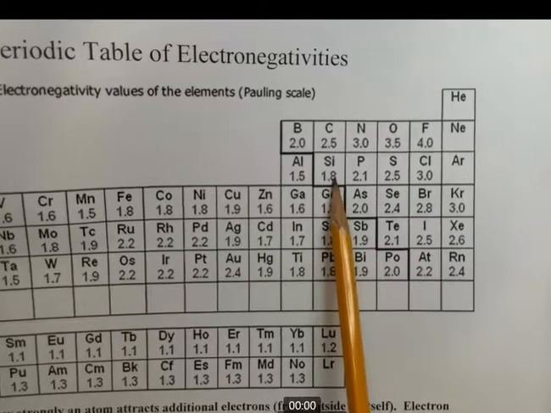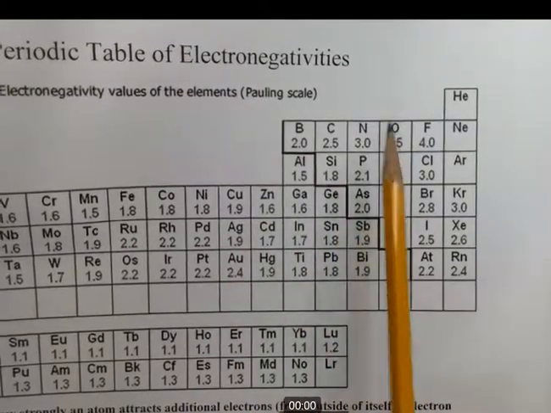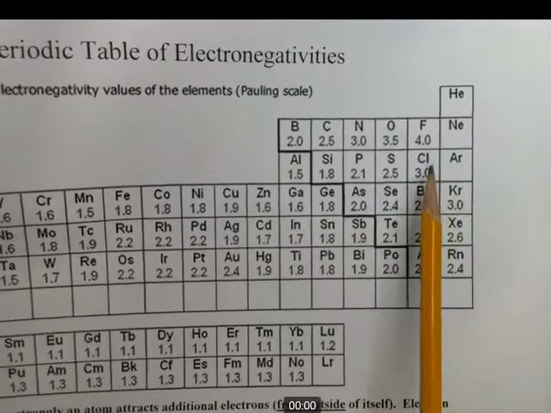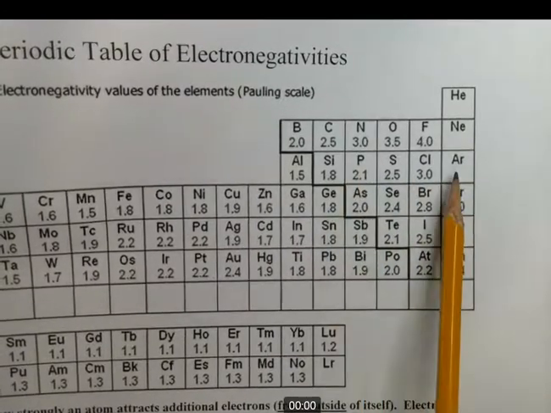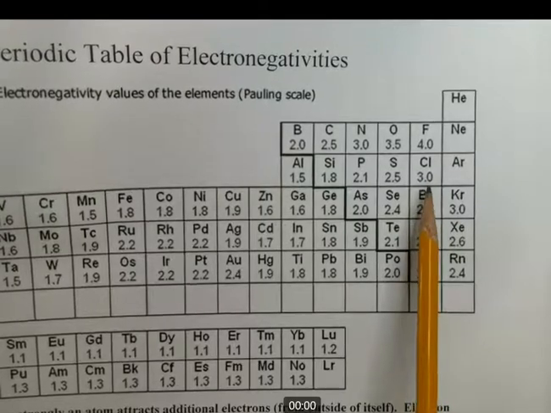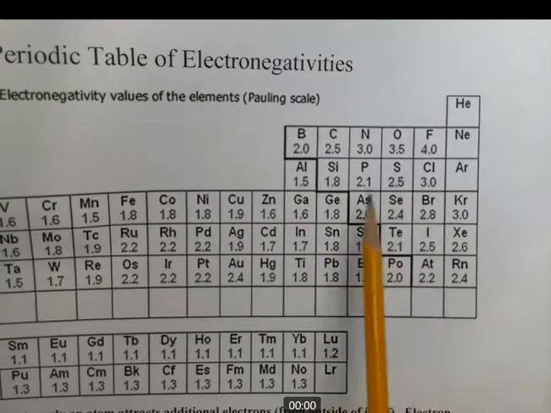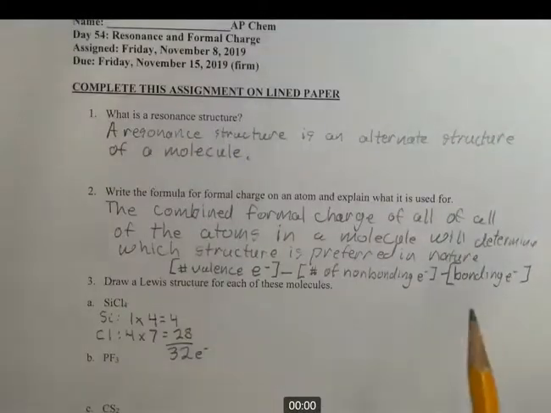The other way you could have known is that the electronegativities get higher as you go up the periodic table and to the right. And since silicon and chlorine are in the same row, and chlorine is further to the right, it would have a higher electronegativity, assuming you didn't have this table to tell you what they exactly are. So that means we're going to put silicon in the middle.